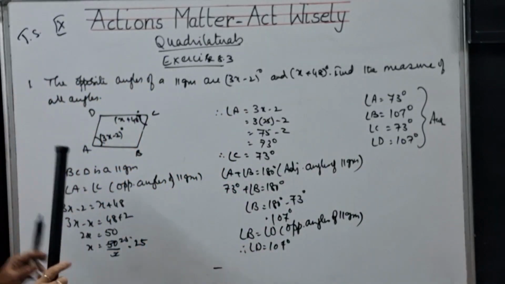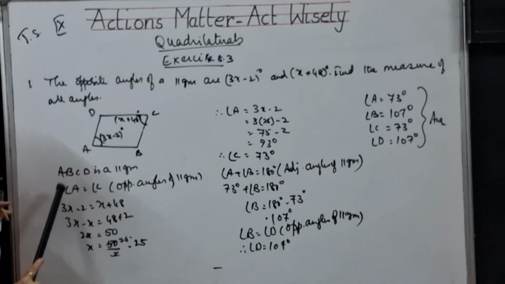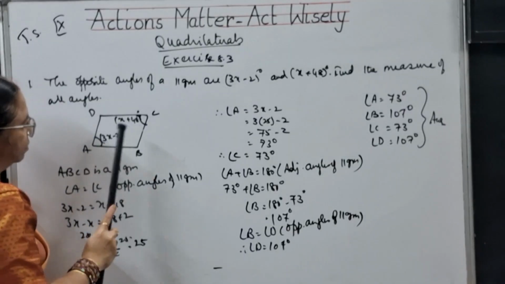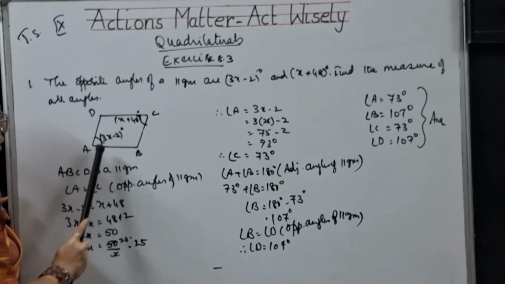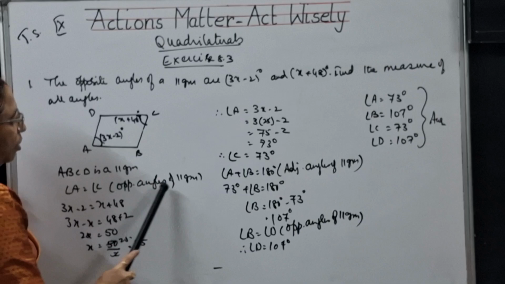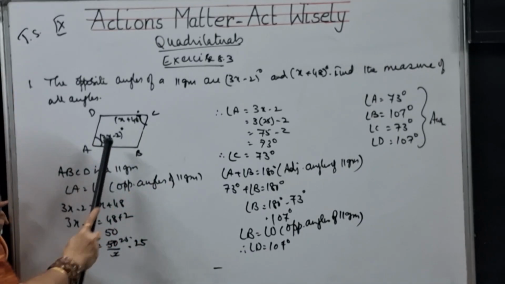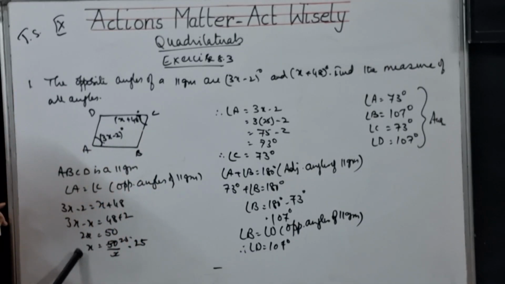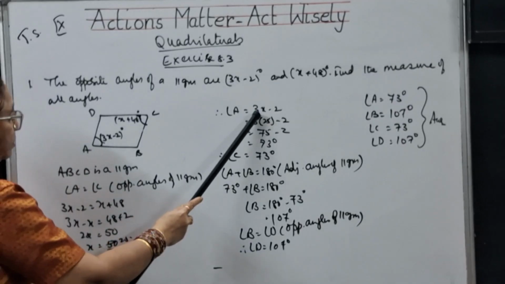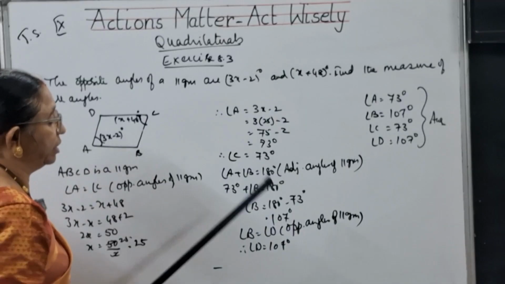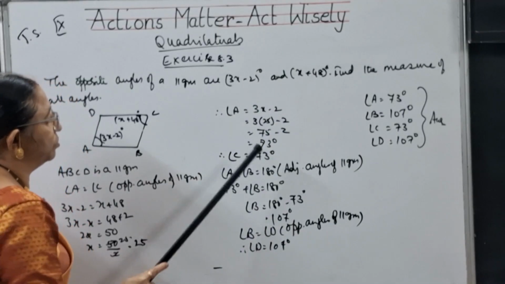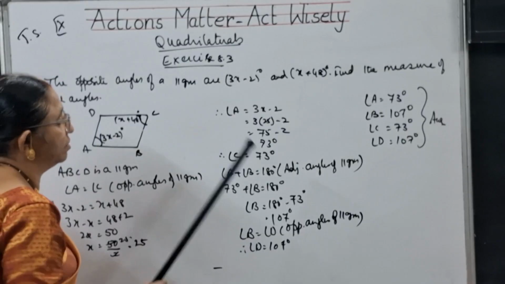So, note it down. ABCD is a parallelogram, and in this parallelogram they have given angle A is 3x minus 2 and angle C is x plus 48. So we know that these two angles are equal because they are opposite angles of parallelogram. So I have equalized these two equations and I found the value of x as 25. Now after getting the value of x, what did I do? I have substituted the value of x in the angle that they have given, 3x minus 2. So 3 into 25 minus 2, 75 minus 2, that is 73 degrees is angle A.